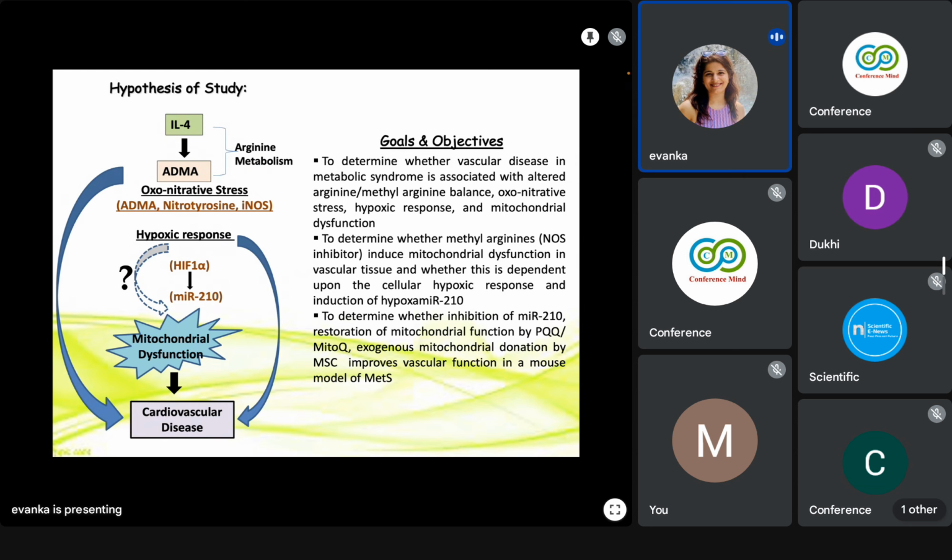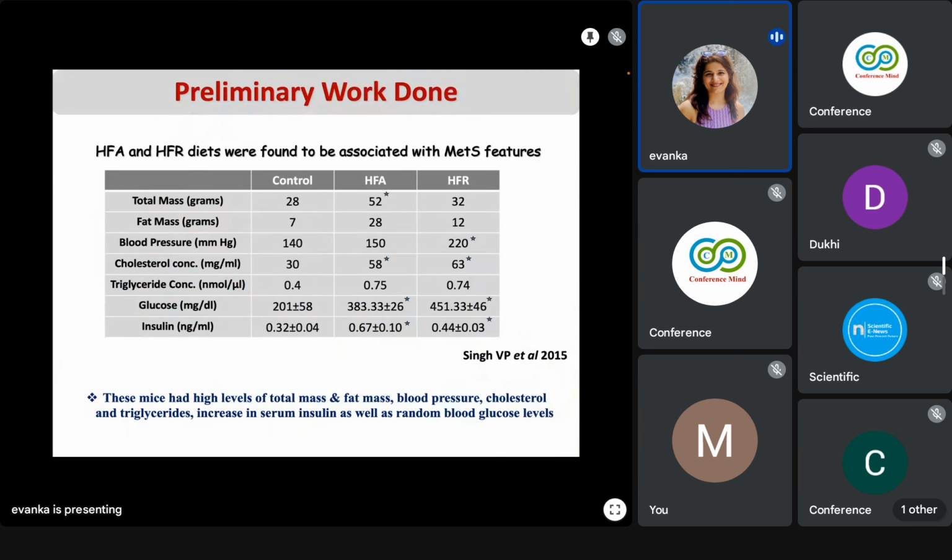One downstream target of HIF1 alpha, which is already reported in the literature, is MIR210. So IL-4 and ADMA along with HIF1 alpha all lead to mitochondrial dysfunction leading to CVD. This is a bit of the preliminary work which was done.